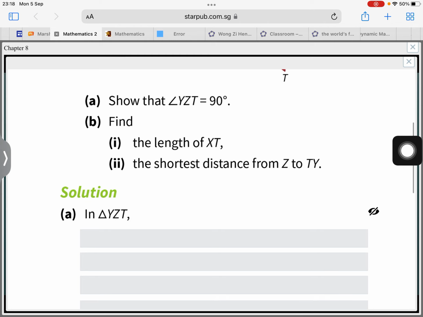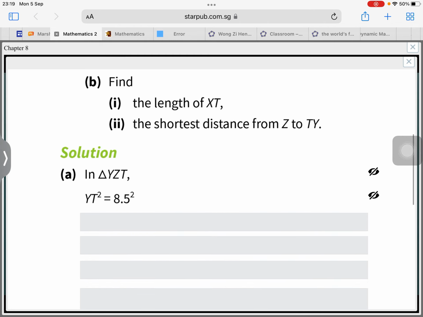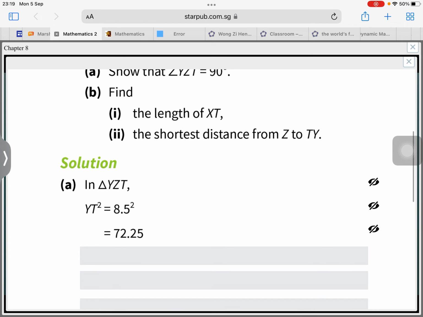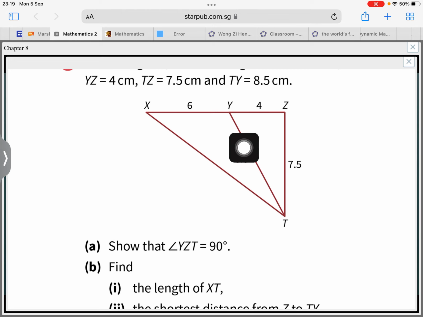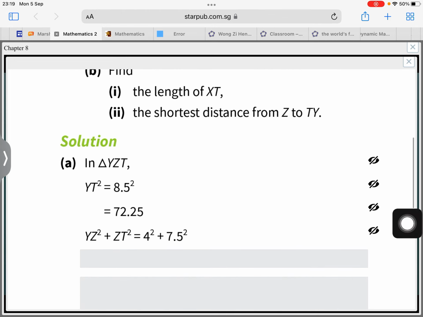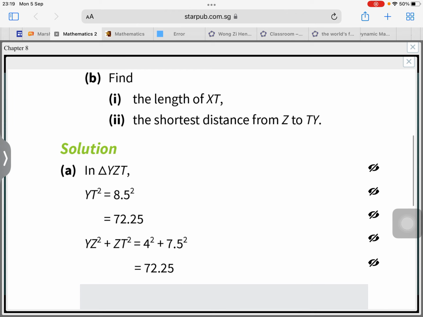So let's take a look. Same thing, we first find the hypotenuse square, so YT, 8.5 square. Then I'll take 4 square plus 7.5 square, so YZ square plus ZT square is 4 square plus 7.5 square. You key in the calculator, realize that, just nice, both are 72.25, so they're equal to each other.